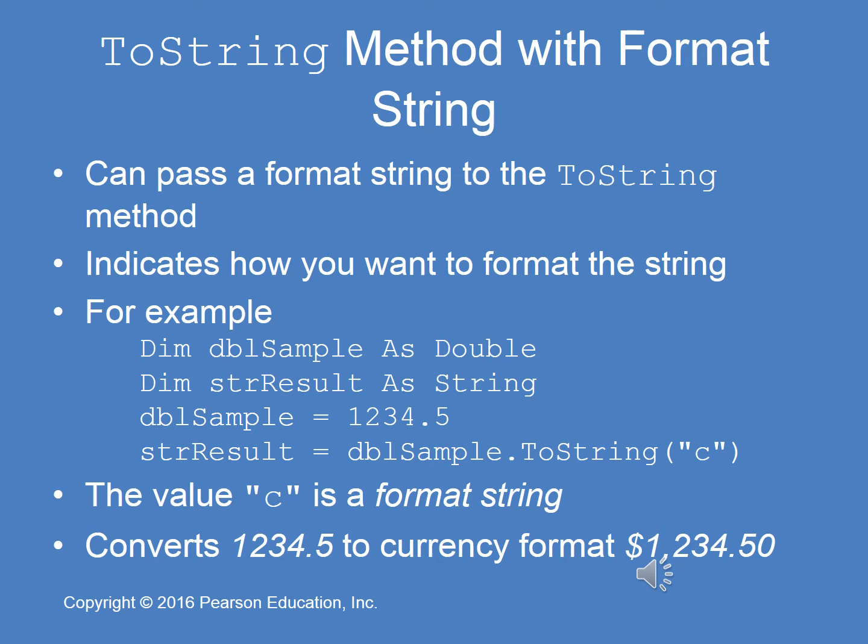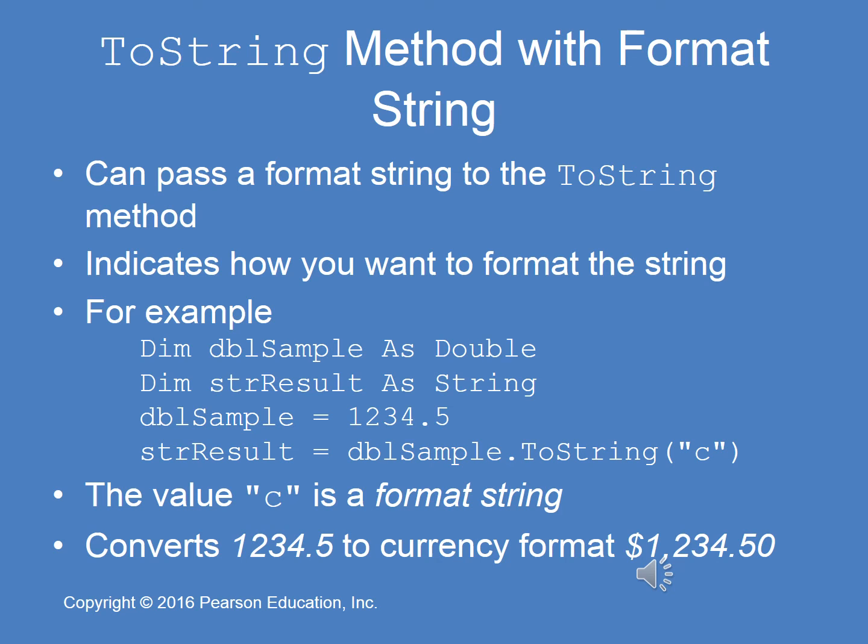So here's an example. Follow this closely. We're declaring, using Dim, a variable called double sample as a double, so that can hold a value with a fractional component. We're declaring a second variable using Dim called string result, declared as a string, so a sequence of characters. Then we're assigning the numeric value 1234.5 to double sample, which is declared as a double, so that's an appropriate assignment.